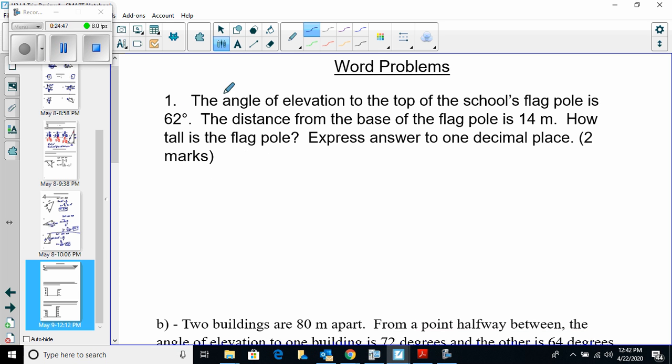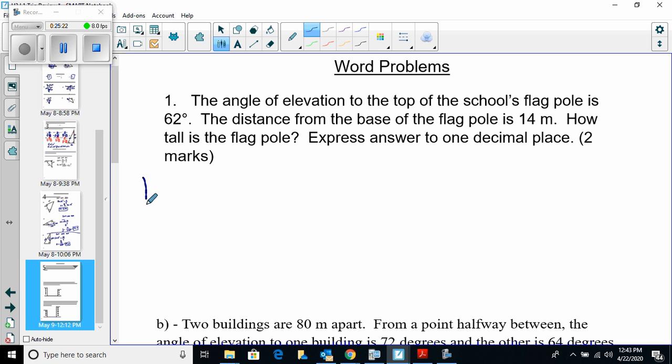Okay, let's take a look now. The angle of elevation to the top of the school's flagpole is 62 degrees. The distance from the base of the flagpole is 14 meters. How tall is the flagpole? Always when you see word problems in general, what you have to do is translate the word problem into a picture, because this is what you are used to. Pictures are easy to figure out.